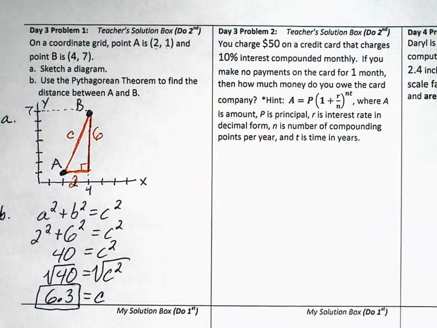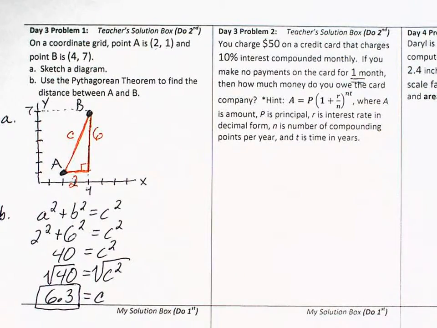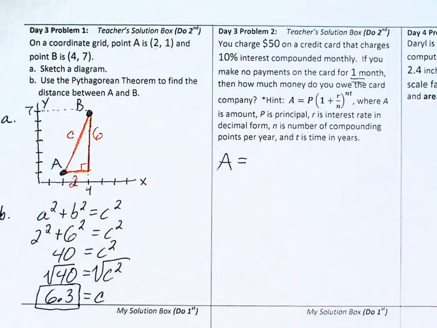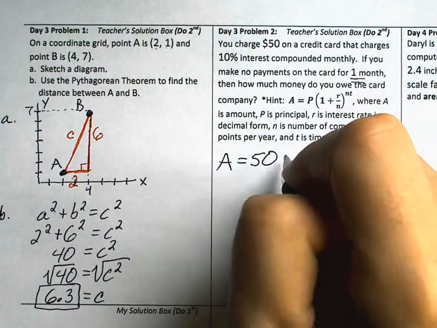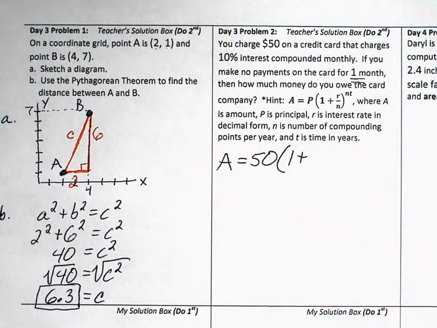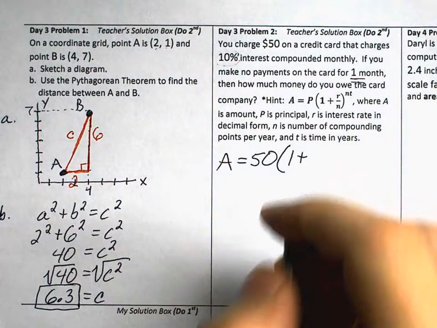Day 3, problem 2. You charge $50 on a credit card that charges 10% interest compounded monthly. If you make no payments on the card for 1 month, how much money do you owe the credit card company? So A equals our principal amount of money is $50, and then 1 plus, now the letter r is the interest rate, so what is 10% written in decimal form?